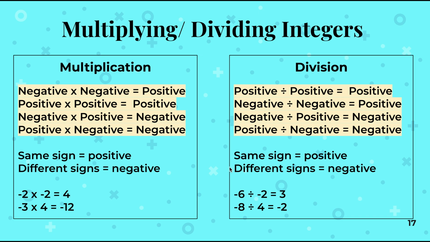Here's a quick tip to dividing and multiplying. Just multiply the numbers and forget the signs, and then afterwards see if they're both the same signs. If they're not, then it's negative, but if they are, it's positive.